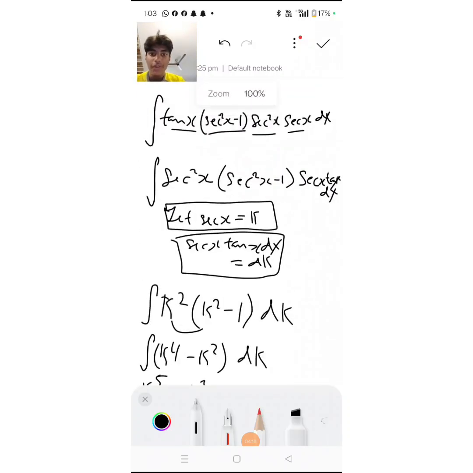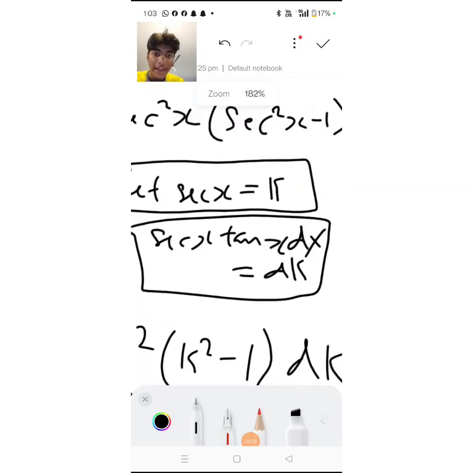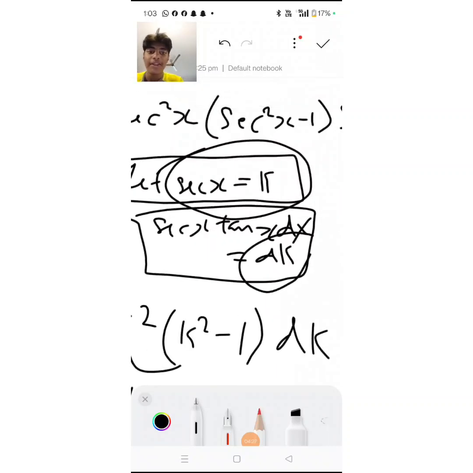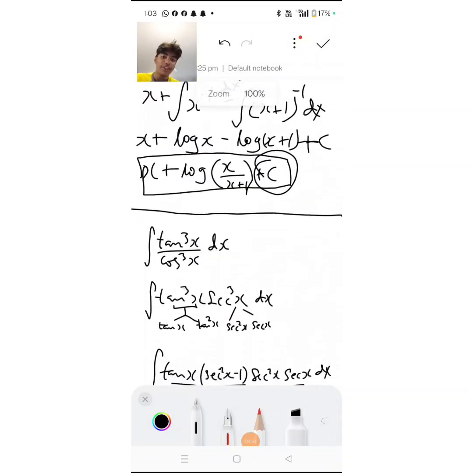Okay, so from here, you just have to write sec x as k, so that you can take the whole derivative of it and make this dk. So this simplifies the problem. You don't have to solve each and everything. There's always shortcuts. So this is how we solve this.